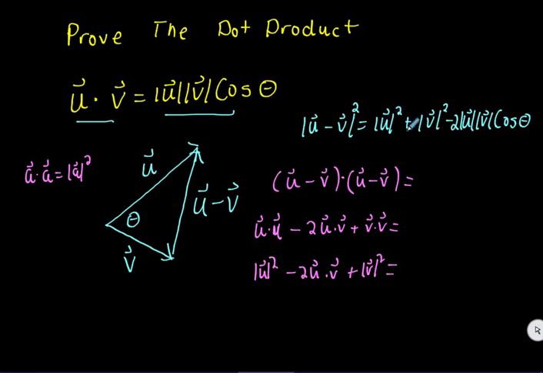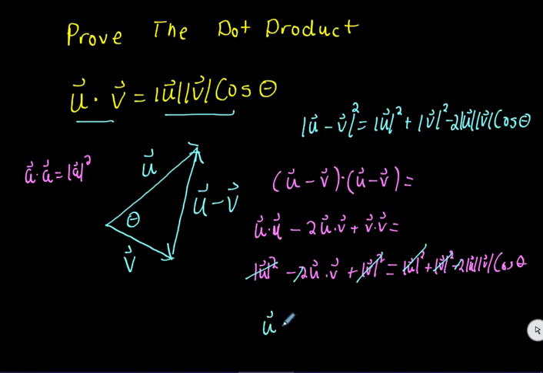And what's that going to be equal to? This is the left hand side. The right hand side is the magnitude of vector u squared plus the magnitude of vector v squared, minus 2 times the magnitude of u, the magnitude of v, cosine theta. And then look what happens. The magnitude of u squared cancels out here and here. The magnitude of v squared cancels out. And then what am I left with? I can cross out the negative 2's.